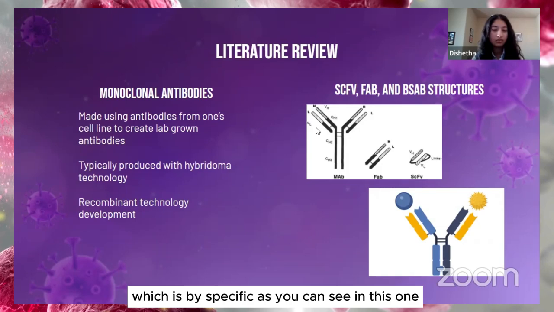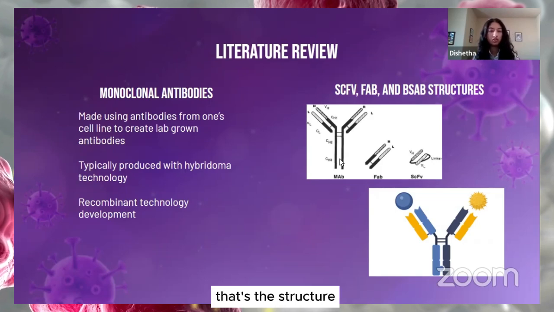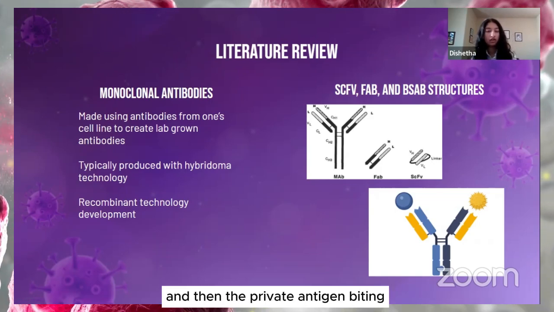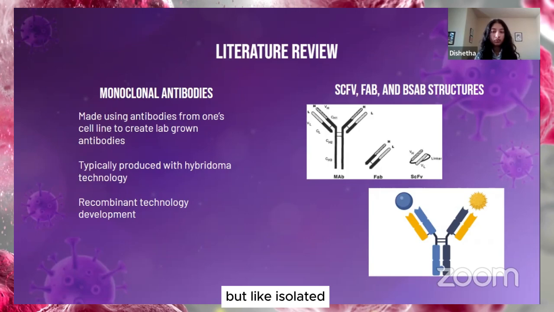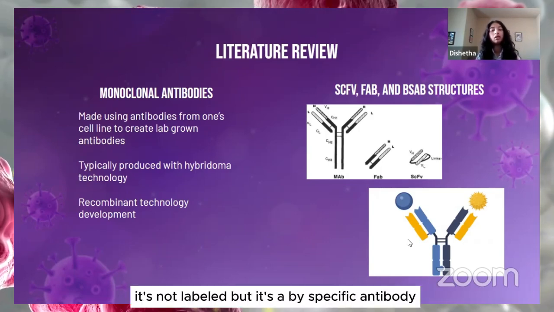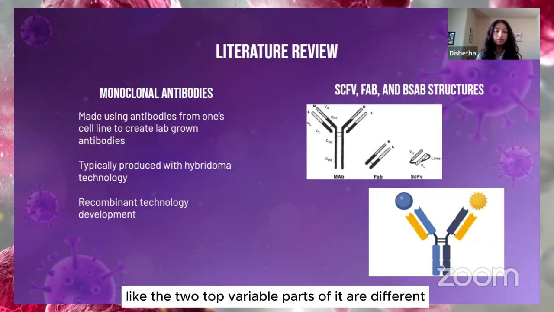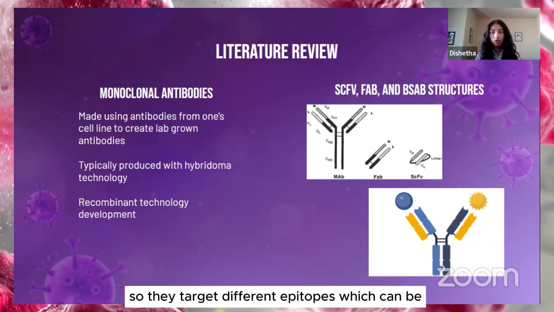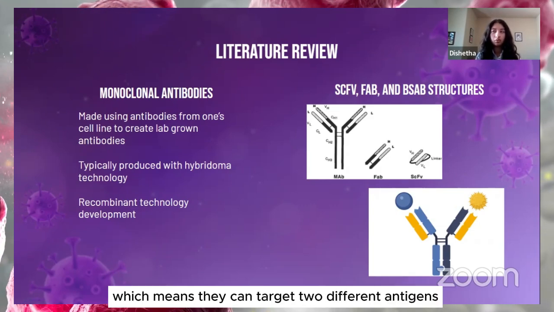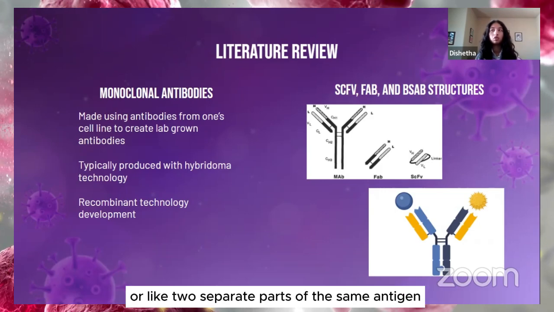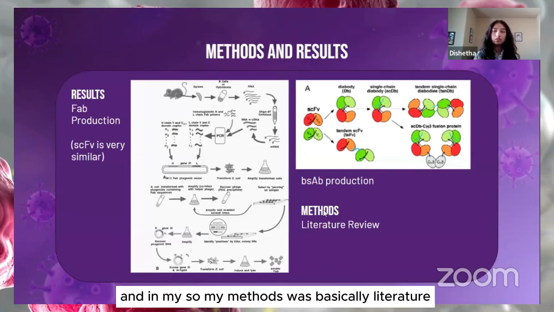As you can see in this first image, there's the monoclonal antibody, that's its structure, and then the fragment antigen binding and the scFv are basically parts of the monoclonal antibody, but isolated. And down here it's not labeled, but it's a bispecific antibody. As you can see, the two top variable parts of it are different, so they target different epitopes, which means they can target two different antigens or two separate parts of the same antigen.